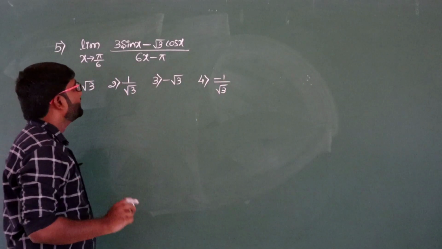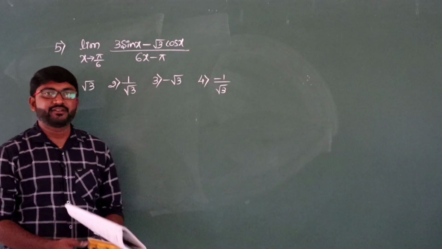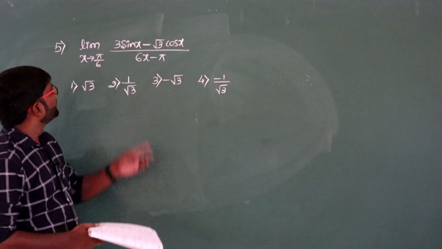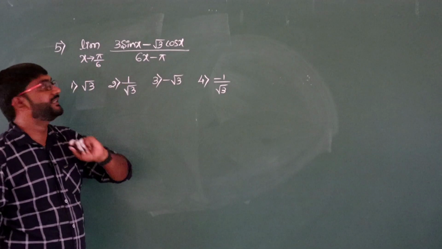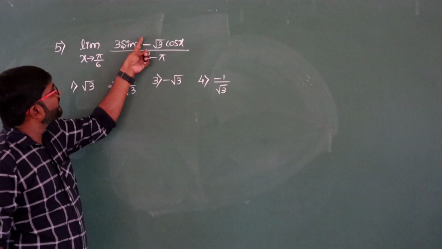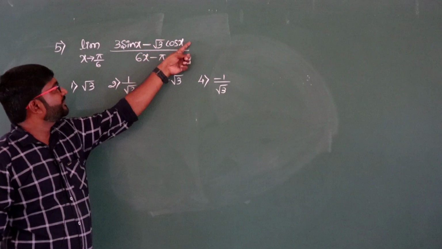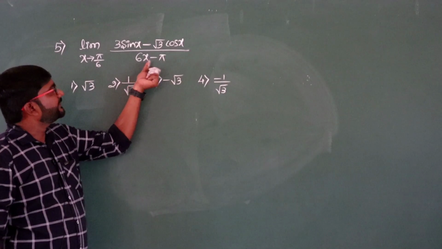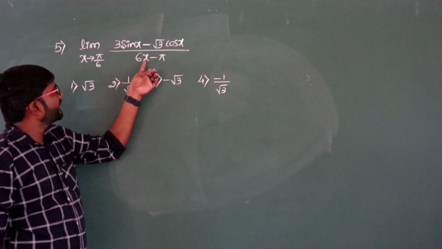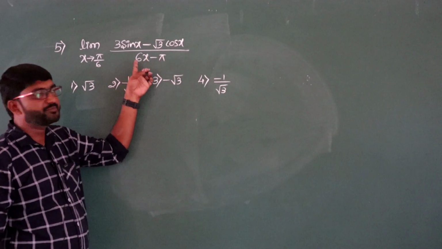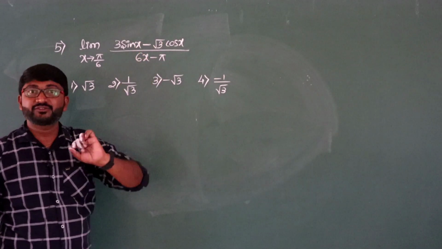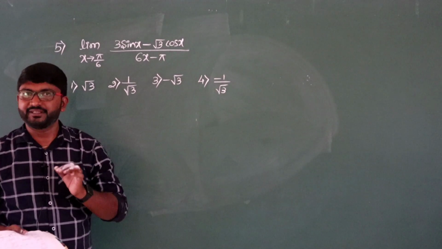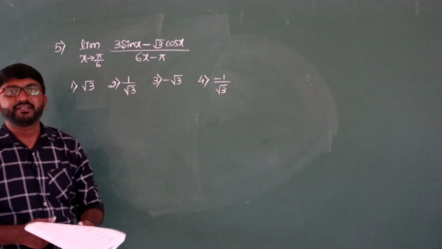Now, so again we are going to make use of LH rule here. Apply the limit directly. So we have the angle x tends to pi by 6, that means 30 degree. So 3 sin pi by 6 minus root 3 cos pi by 6 divided by 6x minus pi. Replace x by pi by 6 now. 6 and 6 get cancelled. Pi minus pi, it will be 0. The numerator is also 0 and the denominator is also 0, means it is indeterminate form. In this case, we have to make use of LH rule.